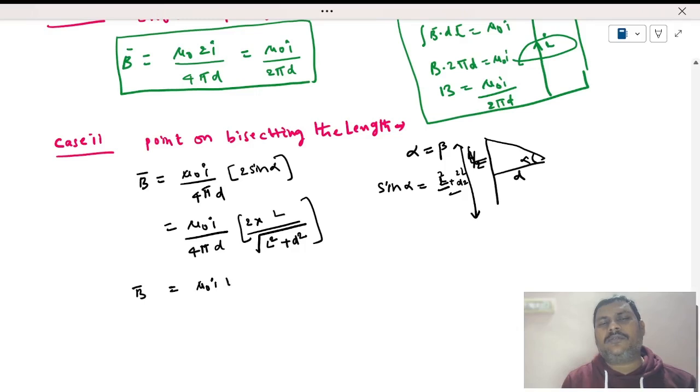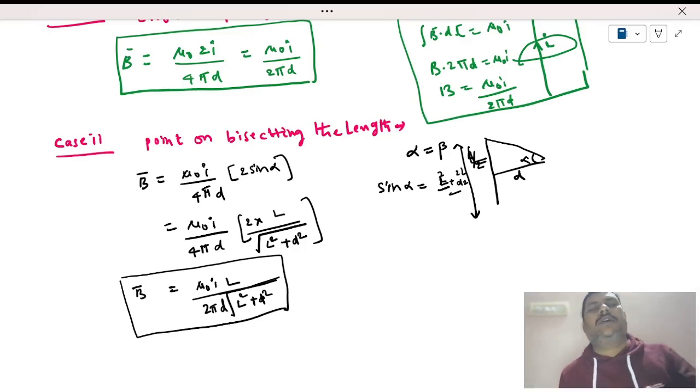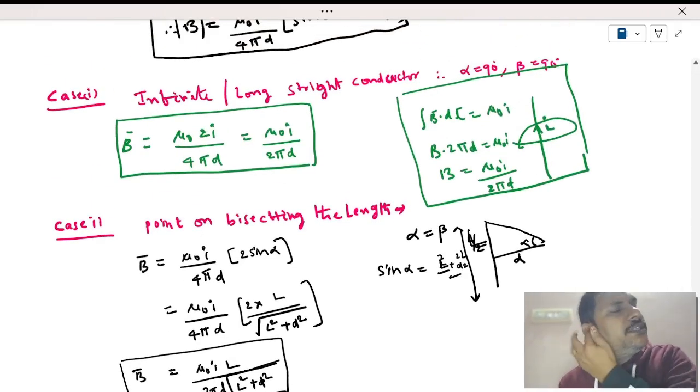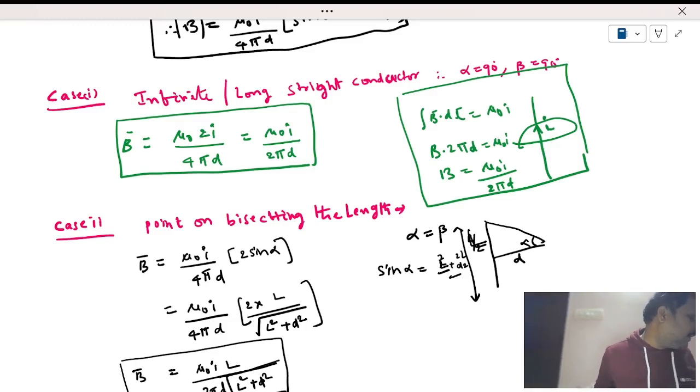So B for the bisecting line is mu naught I into L by 2 pi d into (L square plus d square) whole power 1 by 2. So this is B for the bisecting line of a current carrying conductor. And here mu naught I by 2 pi d is for an infinite conductor. A finite conductor means mu naught I by 4 pi d into sin alpha plus sin beta. So like this, different cases.